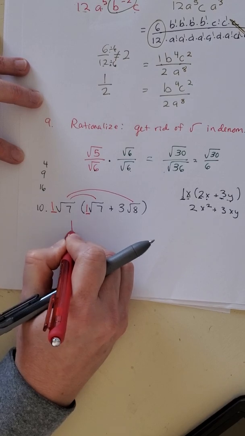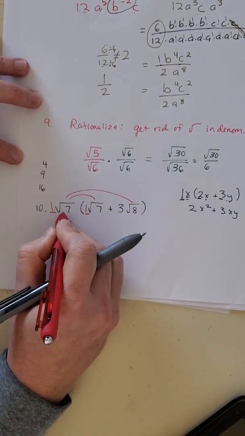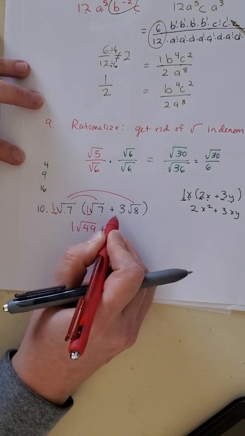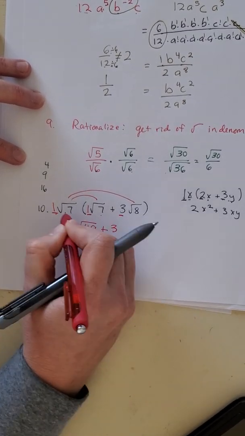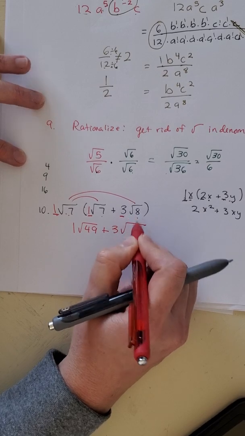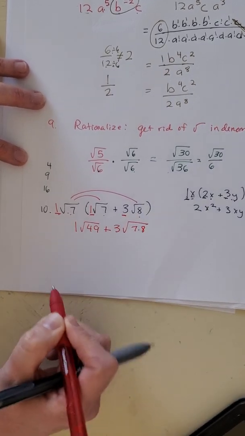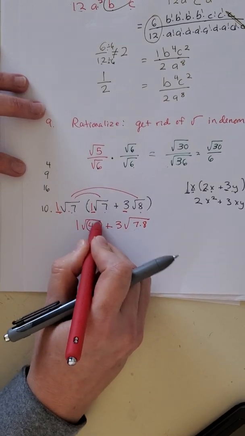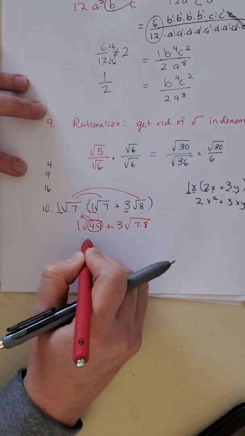1 times 1 is 1. And then root 7 times root 7 is root 49, plus 1 times 3 is 3. Root 7 times root 8 is, now I'm just going to leave it as 7 times 8. Remember, in just a second, I have to break this down anyway. The square root of 49 is a perfect square. Square root of 49 is 7.